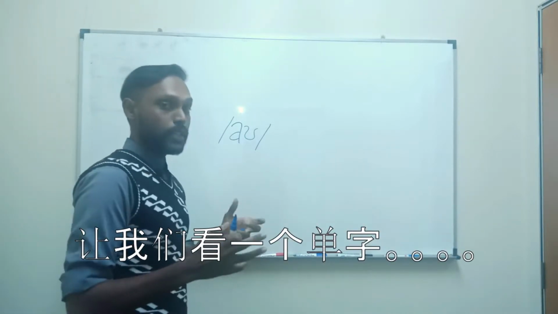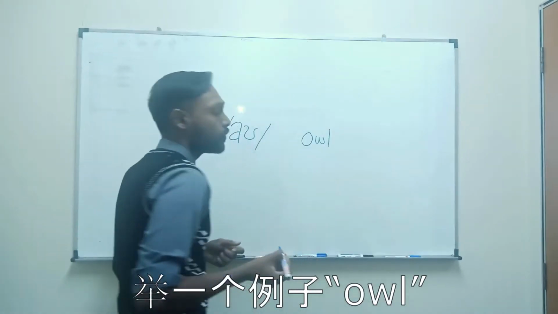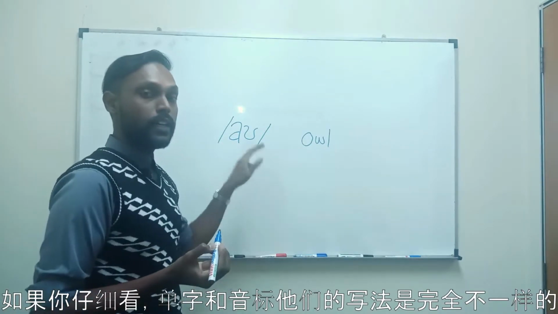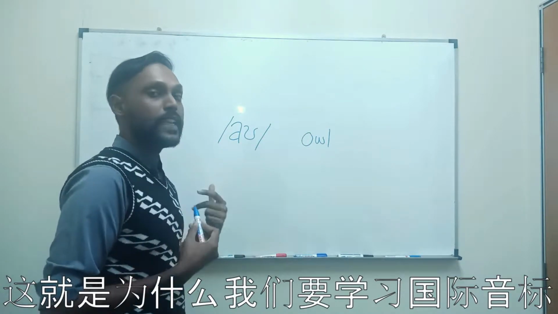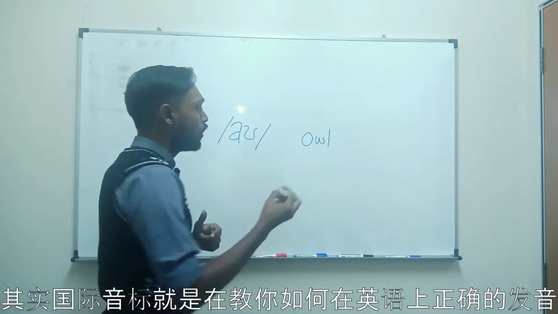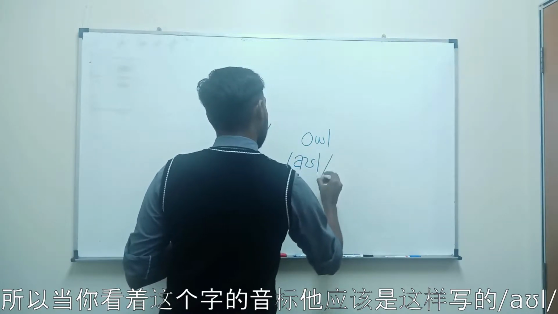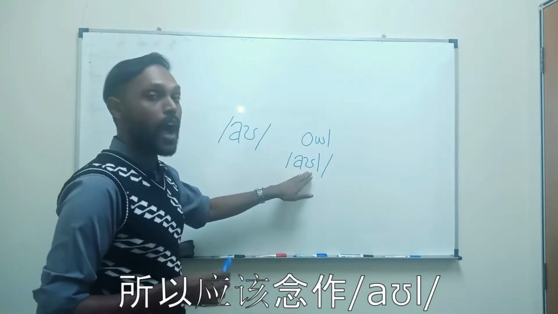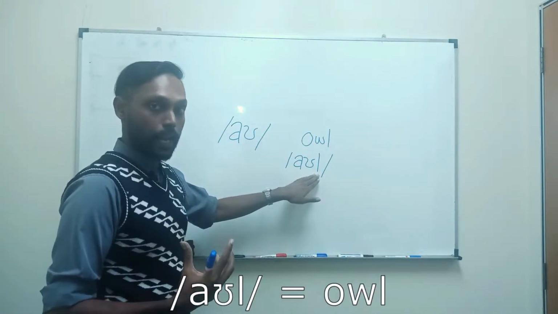So let's look at it in a word. For example, the word owl. If you look closely, the symbols don't correlate with the letters of English. So that is why we need to study phonetics so that we can master the sounds of the words. So if you look at the phonetic transcription, owl is written like this. So we pronounce this as ow followed by owl.